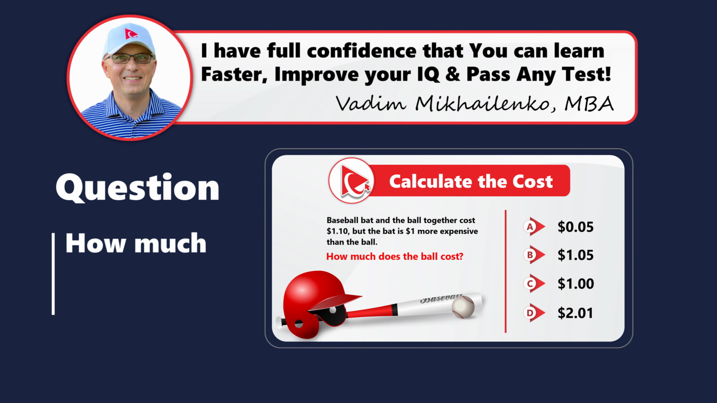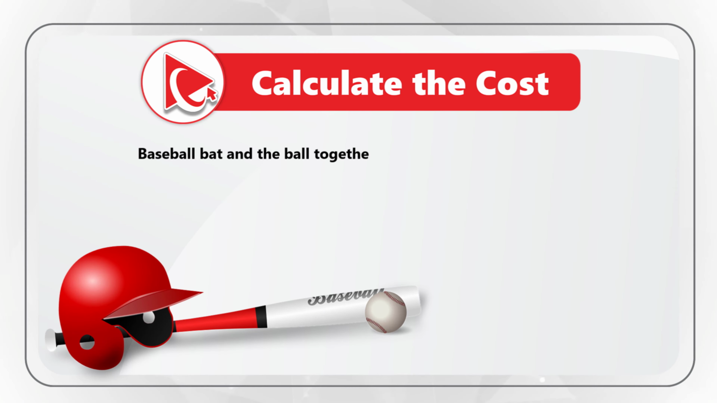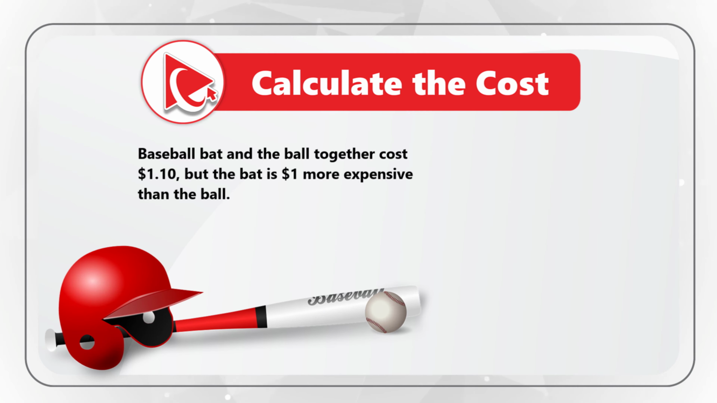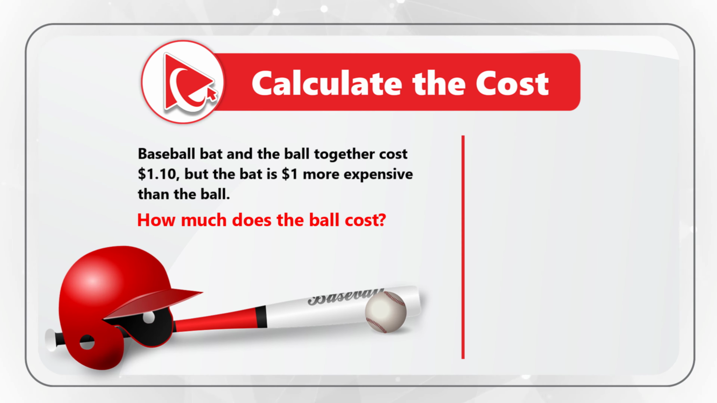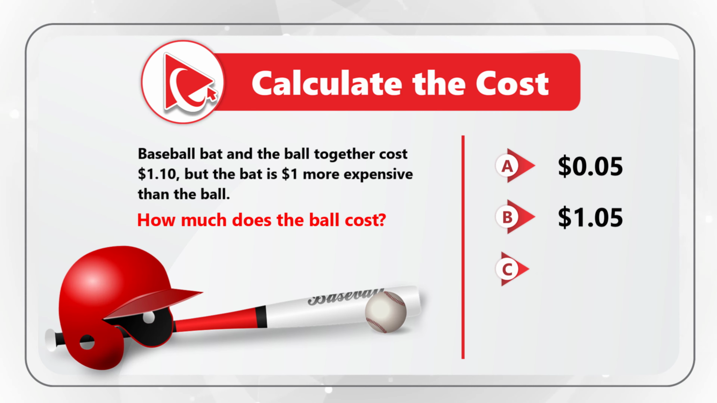This is one of my favorite questions because it tests a variety of different skills on the test. Baseball bat and the ball together cost $1.10. But the bat is $1 more expensive than the ball. How much does the ball cost? You need to select one out of 4 possible choices. Choice A, 5 cents. Choice B, $1.05. Choice C, $1. And last but not least, choice D, $2.01.